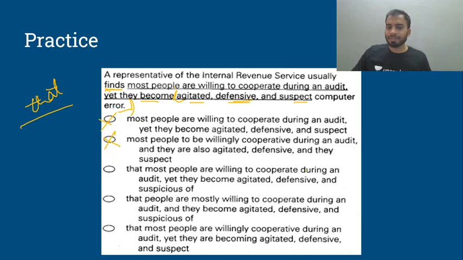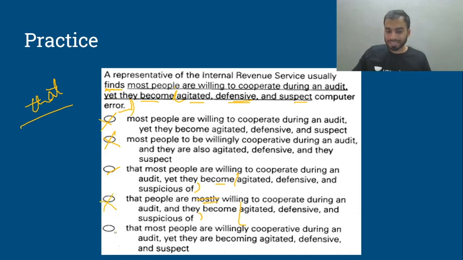Finds that most people are willing to cooperate during an audit, yet they become agitated, defensive, and suspicious of computer error. And they become suspicious of. So this is making sense, right? So I put this on the back burner. And they become agitated, defensive, and suspicious of. Okay, that people are mostly willing. Most people are willing. People are mostly willing. The meaning here is changing because of the way we are using mostly.